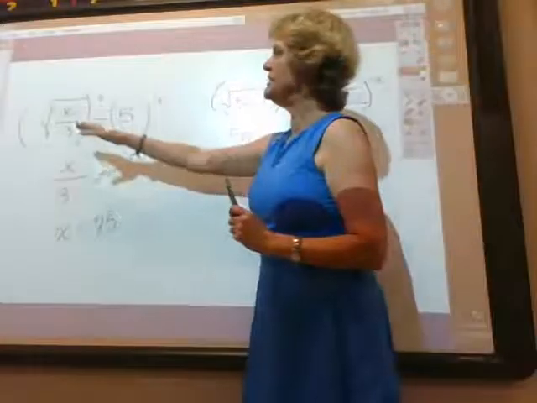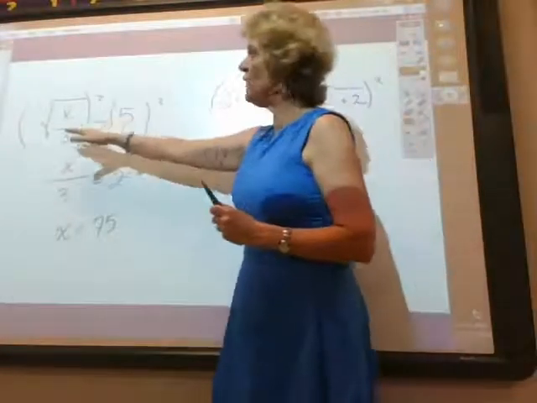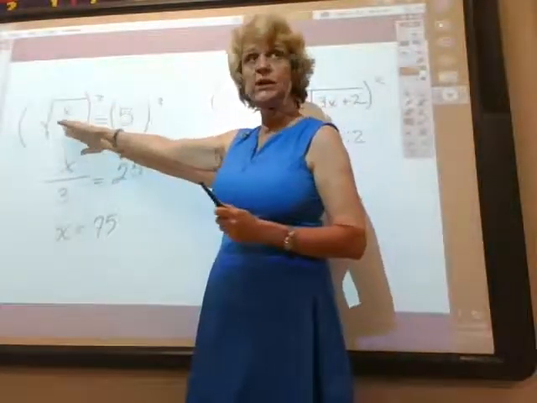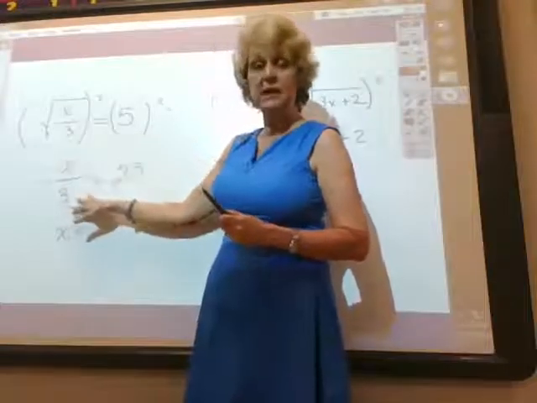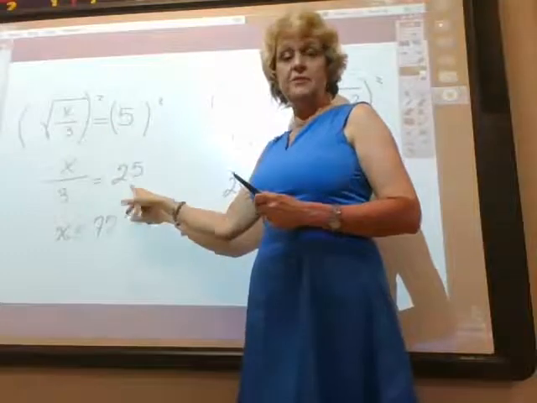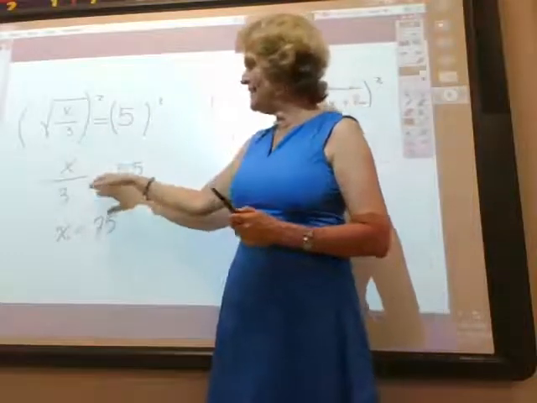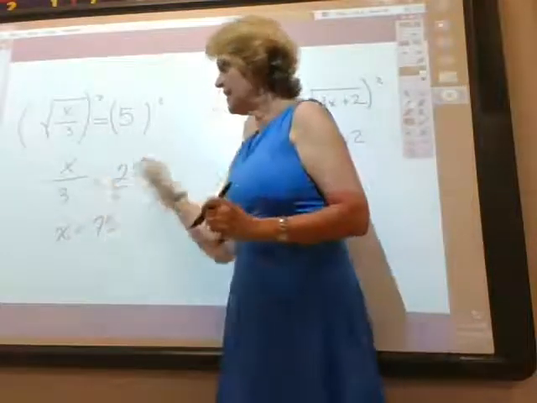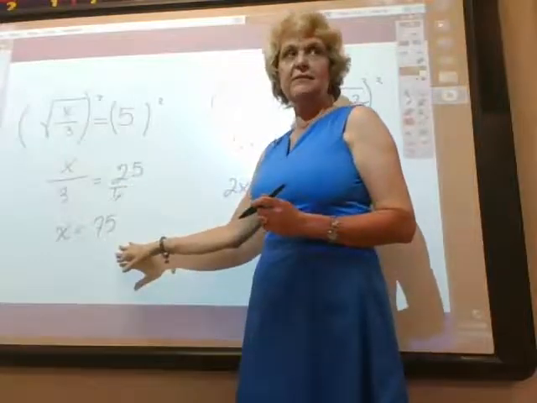So on the first one, I squared both sides. Now this is radical x over 3, so when I squared both sides, I got x over 3 coming out. That's my radicand. Then I squared the 5, and got 25. And then I'm going to cross multiply and get x is 75.